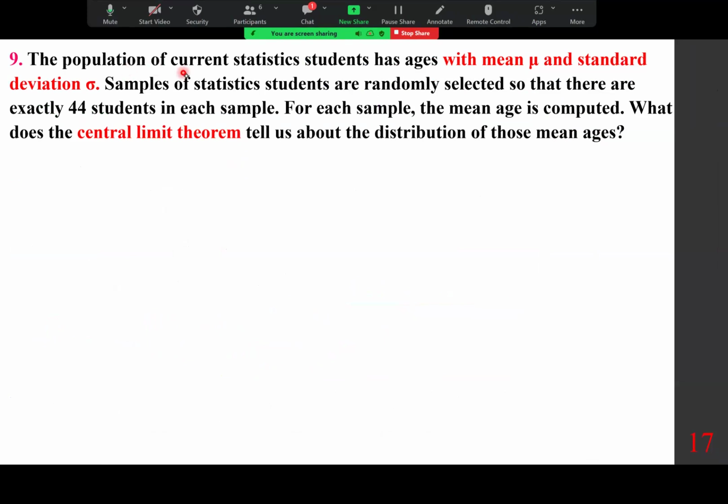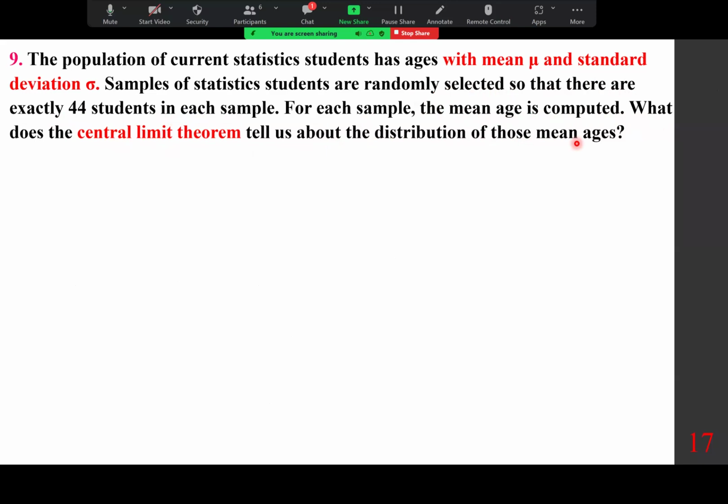The population of current statistics students has ages with mean mu and standard deviation sigma. Samples of statistics students are randomly selected so that there are exactly 44 students in each sample. For each sample, the mean age is computed. What does the CLT, central limit theorem, tell us about the distribution of those mean ages?